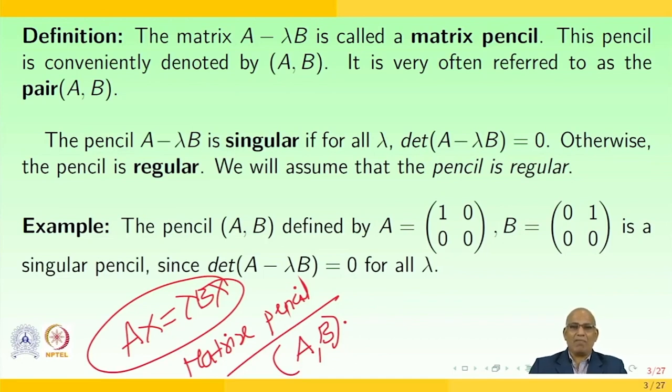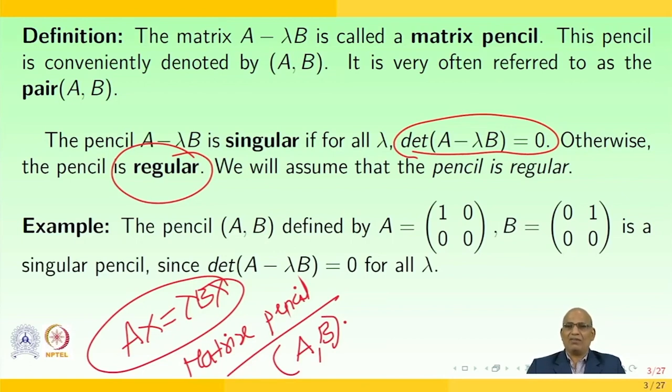The pencil A minus lambda B is singular if for all lambda, the determinant of A minus lambda B happens to be 0. Otherwise, the pencil is regular. We will assume that the pencil is regular, which would be supported by an example. The pencil A, B defined by A is equal to 1, 0, 0, 0 and B is equal to 0, 1, 0, 0 is a singular pencil since the determinant of A minus lambda B is 0.